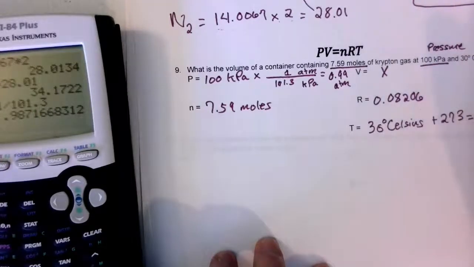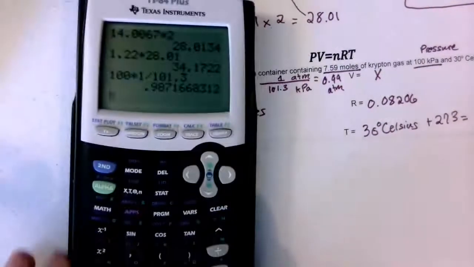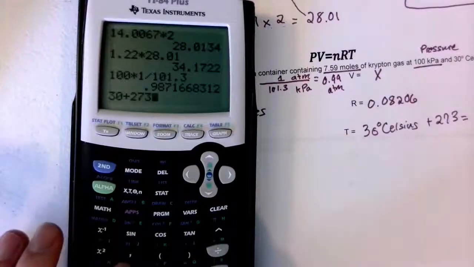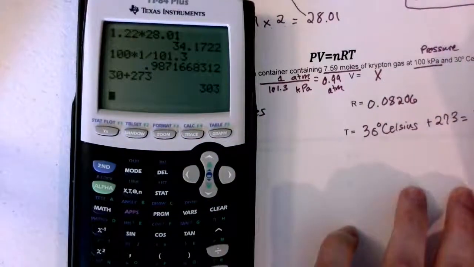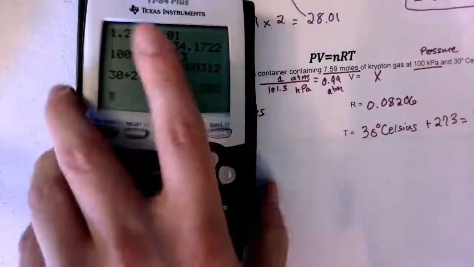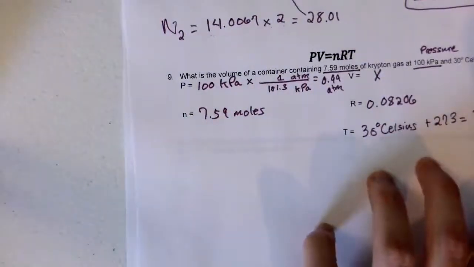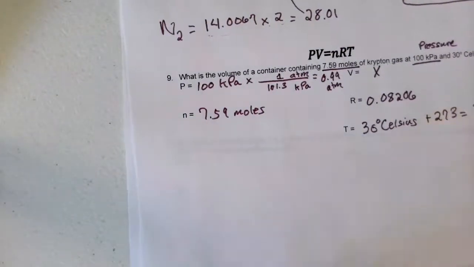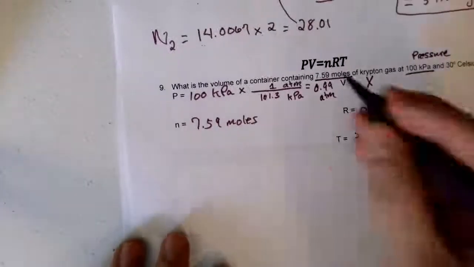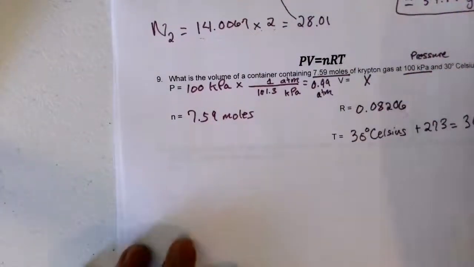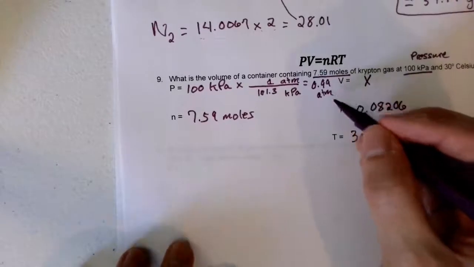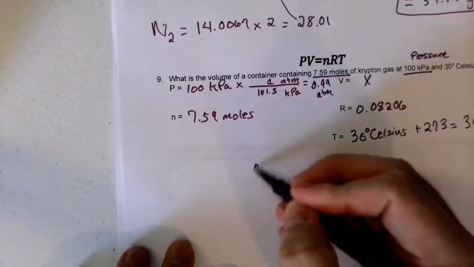So 30 plus 273, let me do that on my calculator. 30 plus 273, that is going to be 303. Alright, and that is now in Kelvin. Okay, so now what you want to do is plug in the values into the PV equals nRT up here. But we're going to have to use the ATM here. So this is 0.99, so that's the pressure.